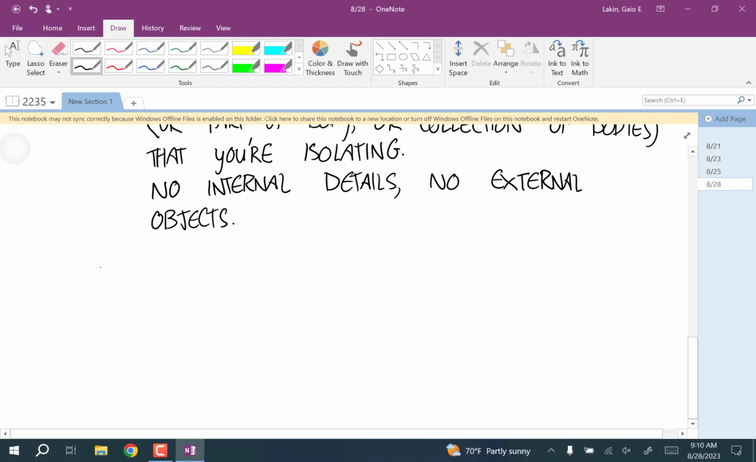Okay, second, draw all loads. And by loads, with particles, you're only talking about forces. Later on, when we talk about rigid bodies, this will also include couples.